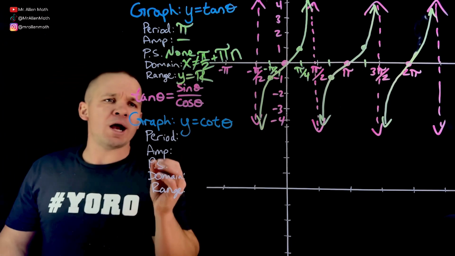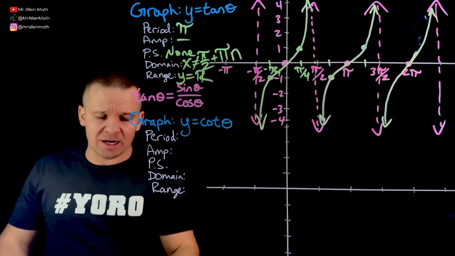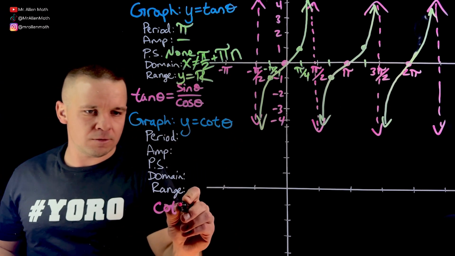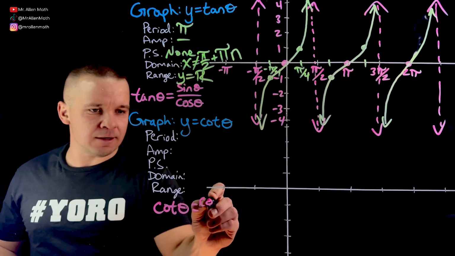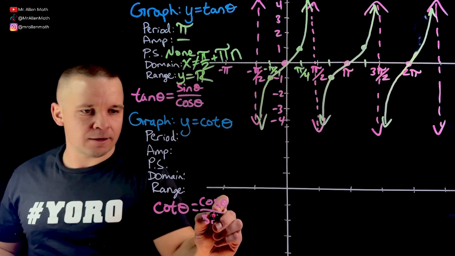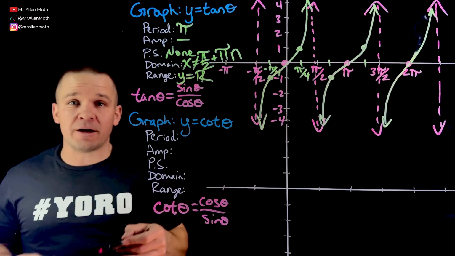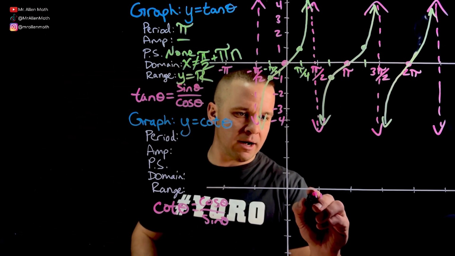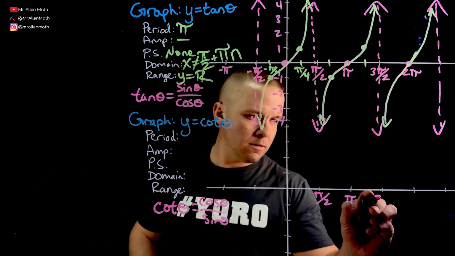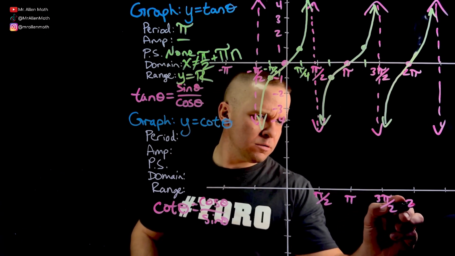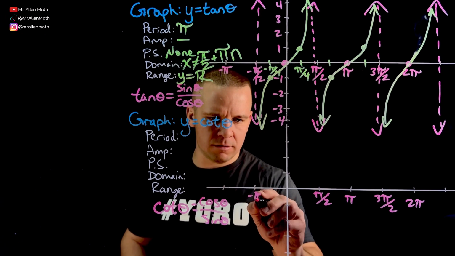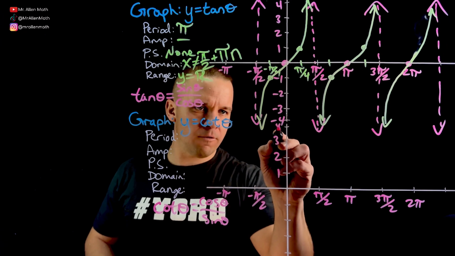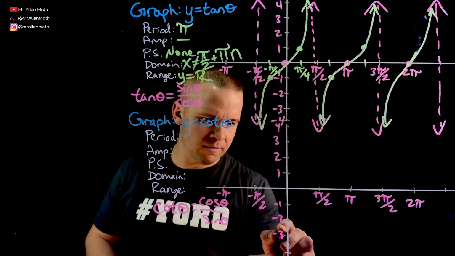Okay. So we got y equals cotangent of theta. Let's think about this in the same way that we just did with tangent, but cotangent, that's going to be cosine over sine. Right? But we can still use those values and figure that stuff out. Okay? So let's scale it the exact same way that we just did. So we got pi over 2, pi, 3 pi over 2, 2 pi, negative pi over 2, negative pi. Then we got 1, 2, 3, 4, negative 1, negative 2, negative 3, negative 4.